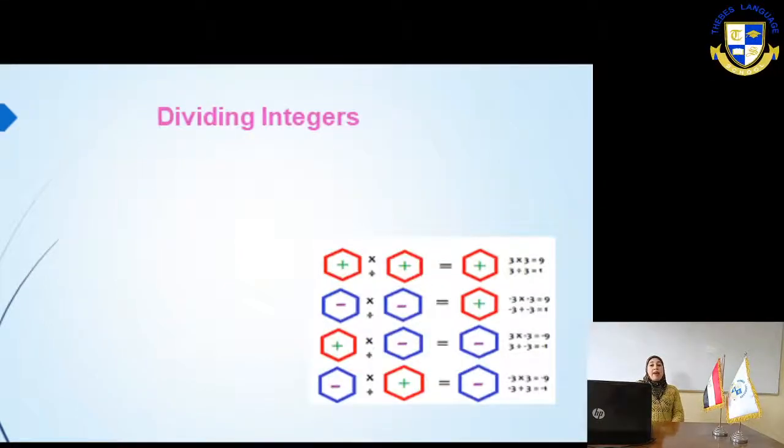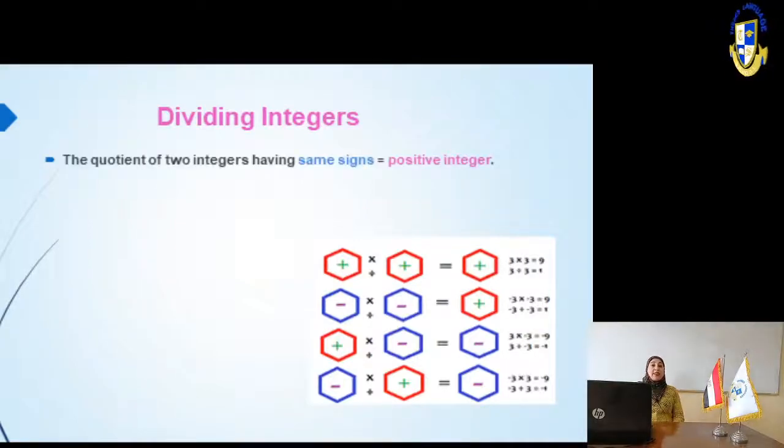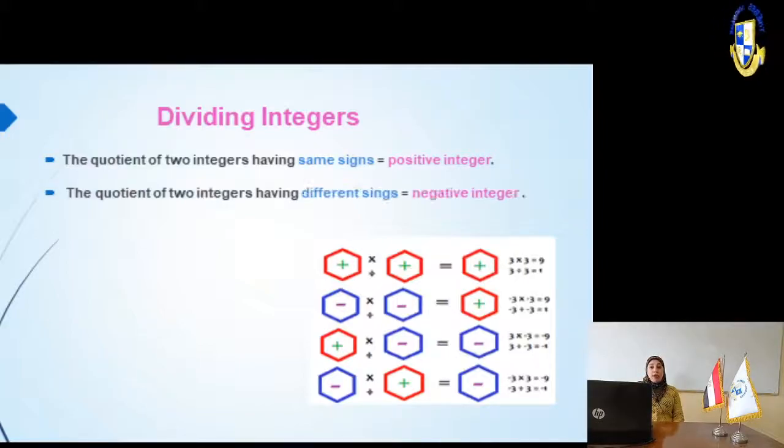Okay, if I have to divide integers, what should I do? Here, the quotient of dividing two integers having the same sign will be positive, like the multiplication. And the quotient of dividing two integers having different signs will be a negative integer, exactly like the multiplication.